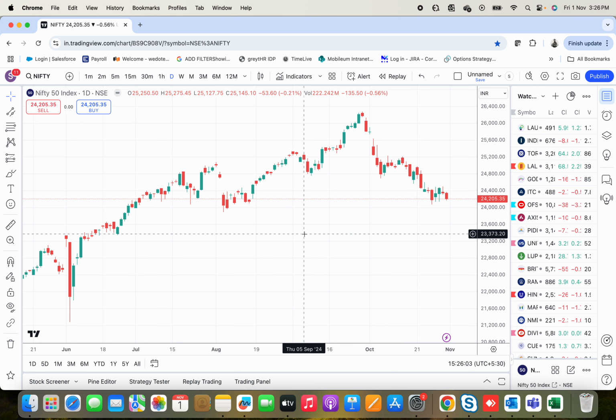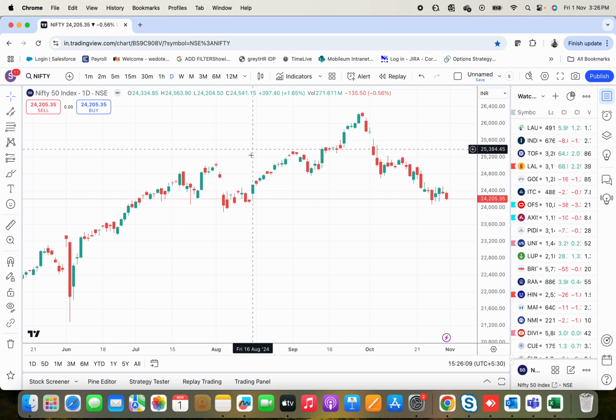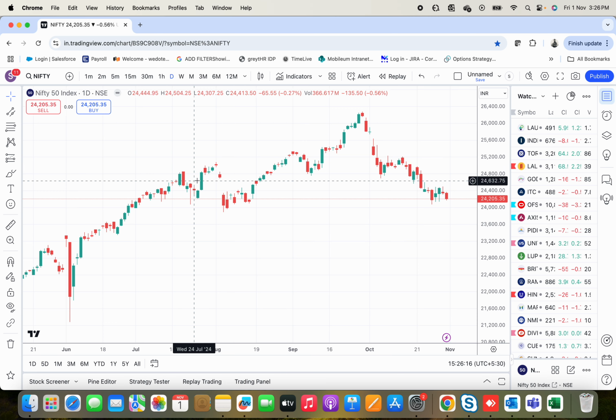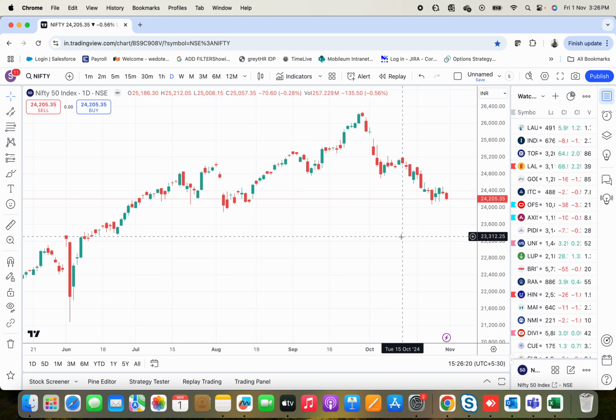Let me cover moving averages. So let's look at the Nifty chart on a daily time frame. Now, when you look at all the bars, sometimes it's very difficult to understand the trend of the market.